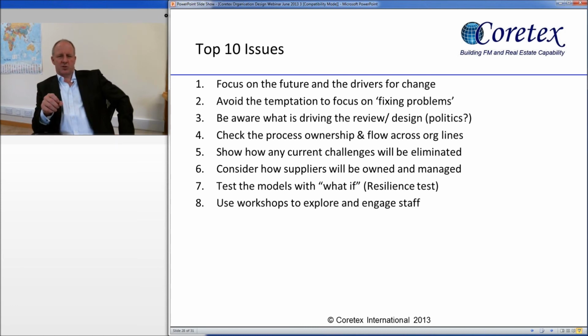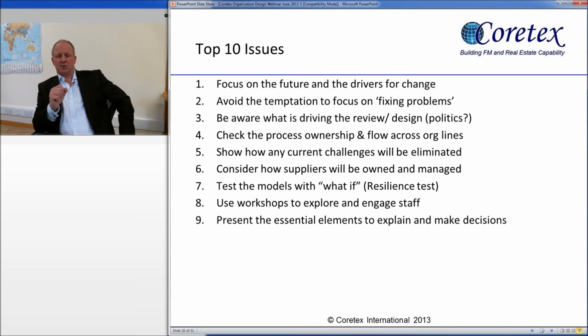And use workshops to explore and engage together with the team in order to get them on board. Certainly, in order to make it work, you're going to have the organization working with you. And you can either have a strong governing hand and push, or you can have them working with you in order to make it work. You need to make sure that each of the essential elements of the change and the essential elements of the future are explained, because people will ask why.